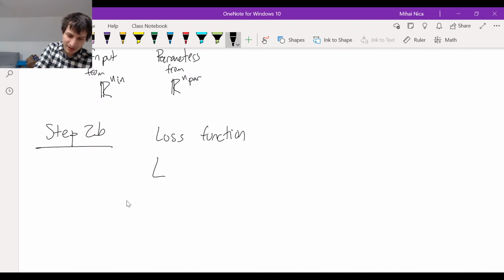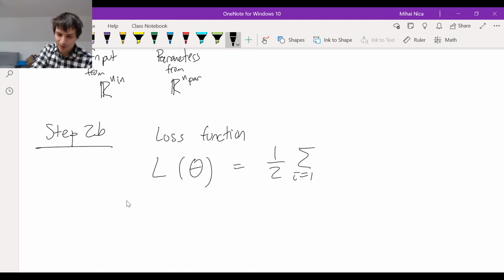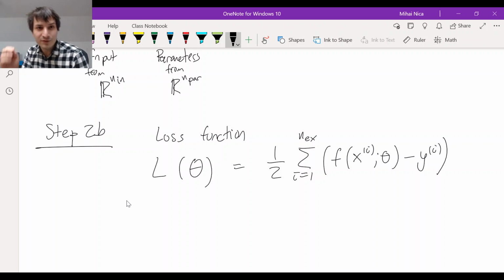The loss function depends only on the parameters, and its definition is this. It's 1/2 the sum from i equals 1 to the number of examples of f of x_i, the ith example, at these parameters theta, minus y_i. If we're right on, that's a small number. If we're very far from what it's supposed to be, that's a big number. We square these and add them all up. That tells us how bad our parameters are doing. We want to make this loss function small.